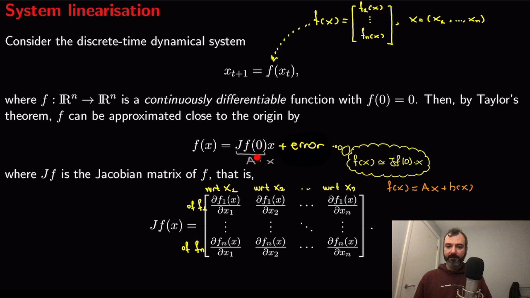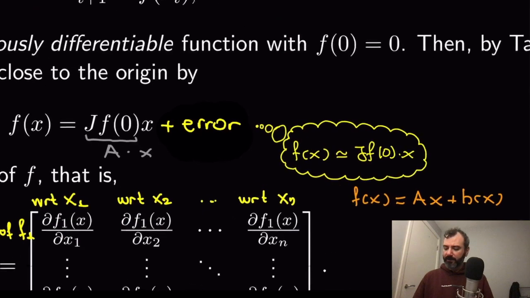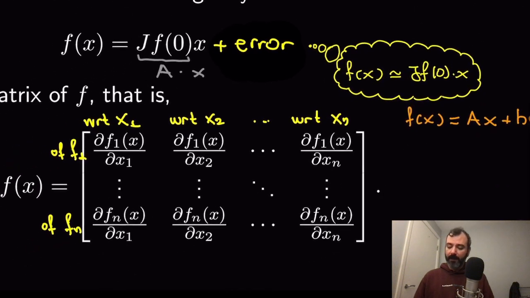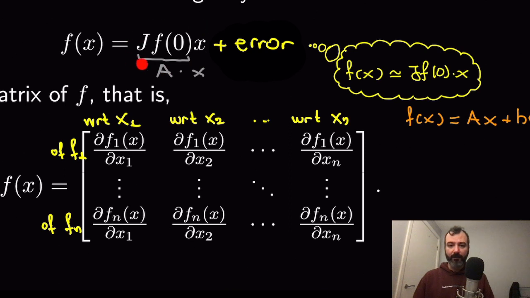where this matrix A is the Jacobian of f at 0. Imagine like derivative times x plus error. Or you can simply write f of x is approximately equal to A times x. Or f of x equals Ax plus, let's not write error, you can even write a function h of x. But that's the thing, you can approximate your f by a linear function. That's the idea.